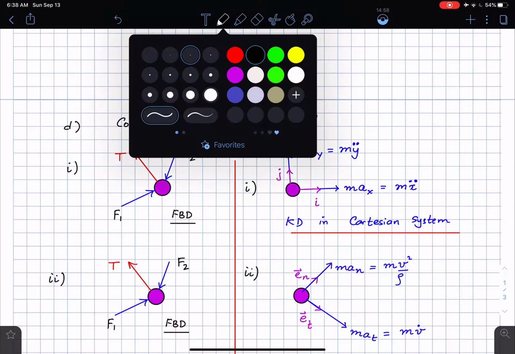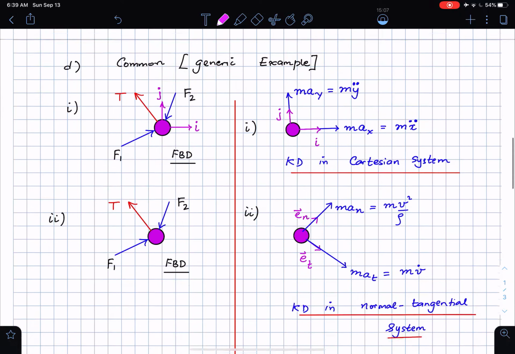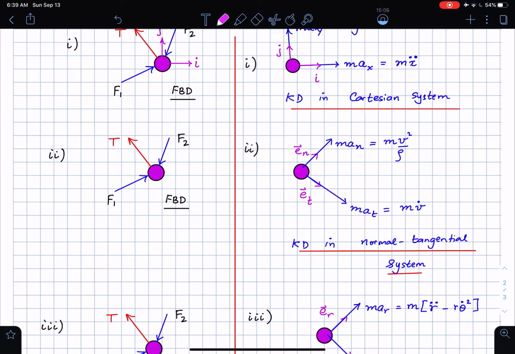Then what I want to do is very carefully draw the same unit vectors on the free body diagram as well, just to say that I'm looking at this from the perspective of the Cartesian coordinate frame, or maybe from the perspective of the normal tangential coordinate frame. So these will be the same unit vectors drawn in the same direction. This is going to be En, this is going to be Et. And this is of course the free body diagram of the particle.